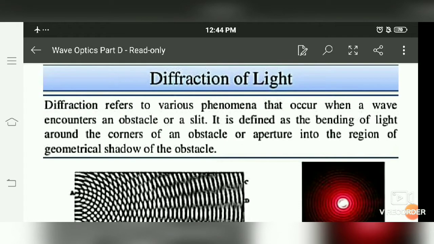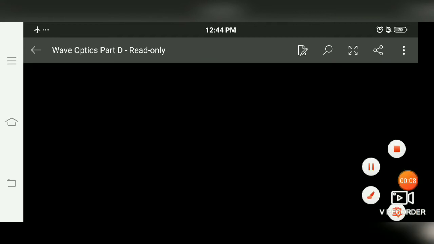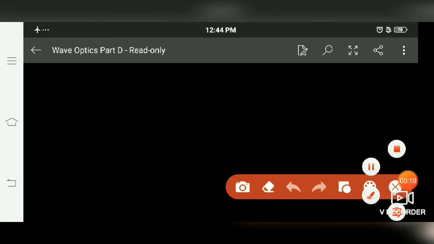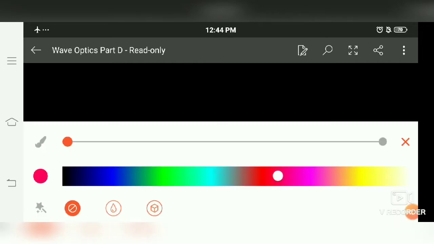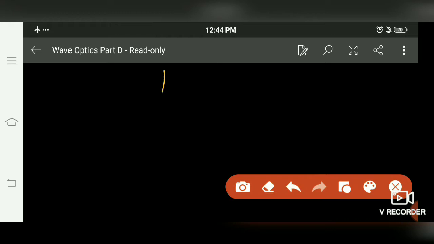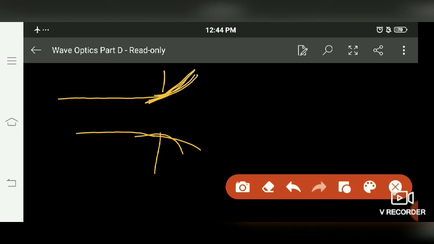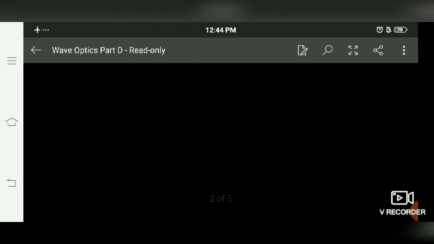Next topic is diffraction of light. What do you mean by diffraction? When an obstacle is there in the path of light, the light gets deviated and bends along the obstacle. Like if this is a slit, light is going straight, and it will circle around the obstacle. It will bend around the obstacle. This bending of the light around the obstacle is called diffraction of light.